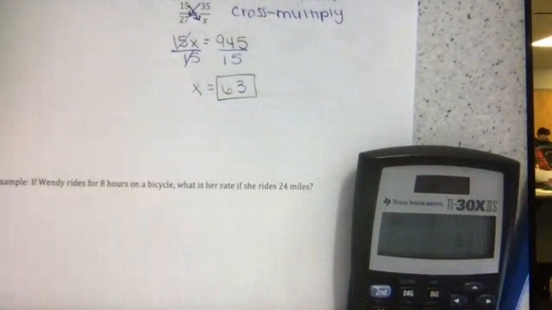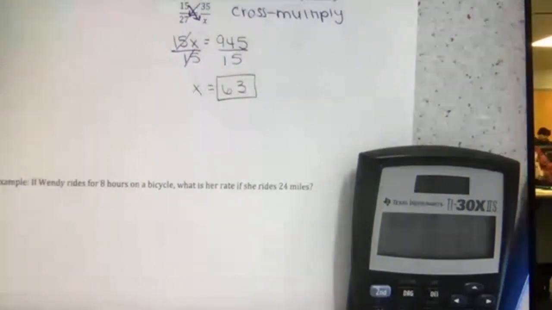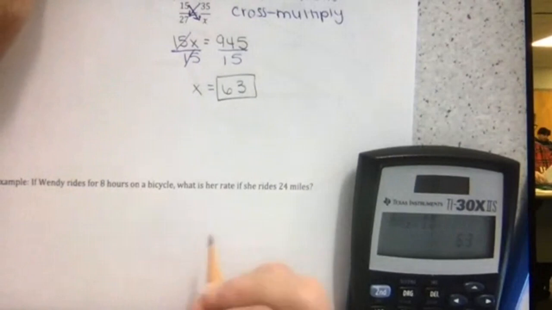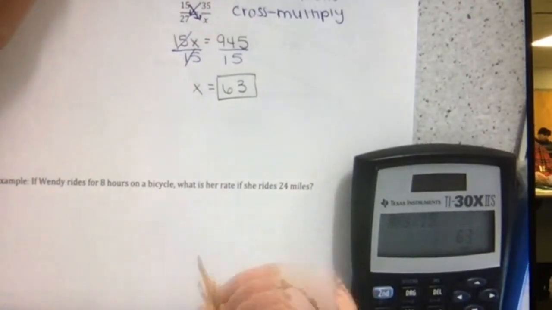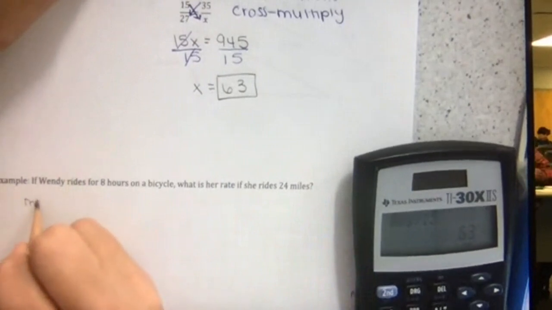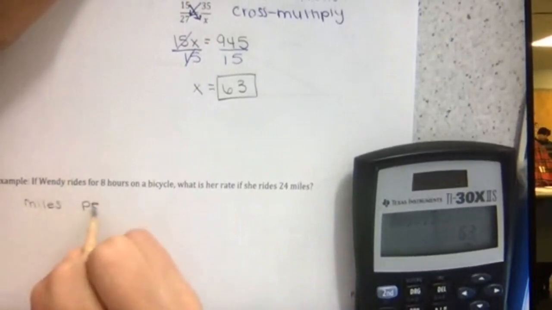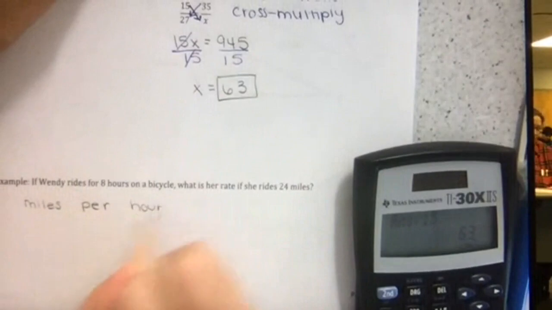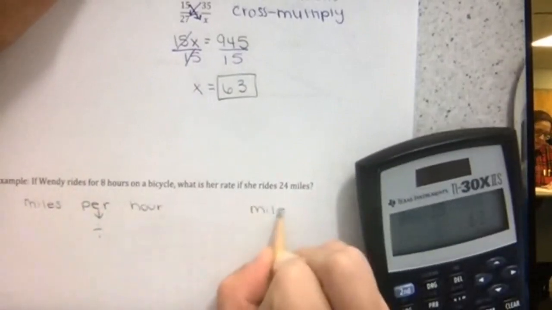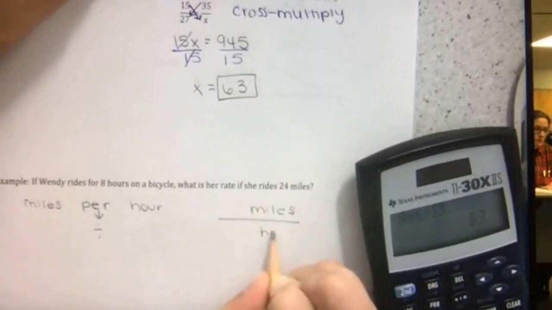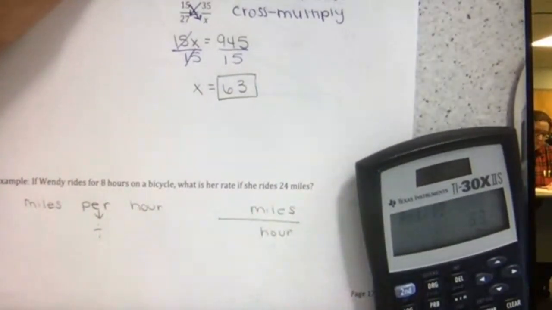The next example says, if Wendy rides for 8 hours on a bicycle, what is her rate if she rides for 24 miles? So we want her rate. Her rate is like how fast you're going, so like your speed. So we know speed is miles per hour. We know that per means divide. So we know it's going to be miles divided by hours.